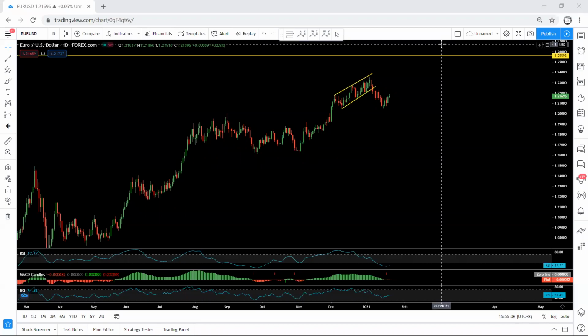Euro USD, we start with the daily chart. We want to analyze the chart for the next week. Based on the daily chart, even if you refer back to my last video, when the price was here, we mentioned that we have two options: whether this is the start of the down move, or we will have a bigger correction, the price breaks the top before we get the down move.